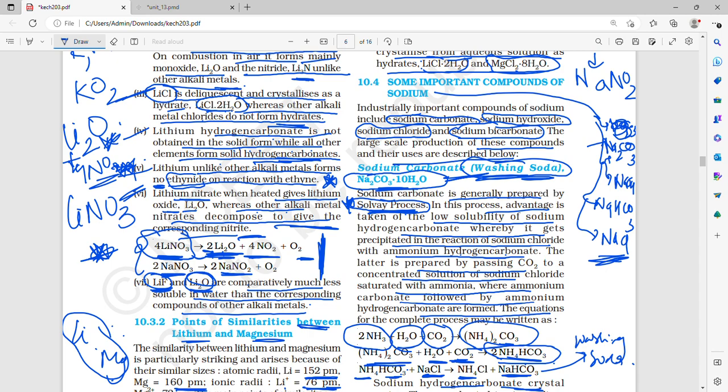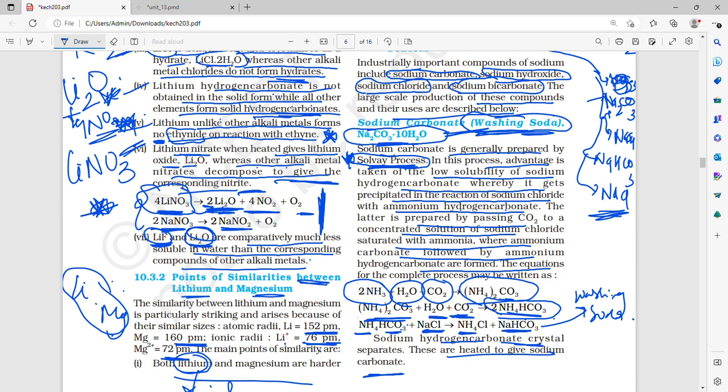Some important compounds of sodium, that is, industrially important compounds of sodium, are sodium carbonate, Na2CO3.10H2O, which when hydrated forms washing soda. Then sodium hydroxide, NaOH, or caustic soda. Then sodium chloride, also called common salt or table salt, NaCl. And lastly sodium bicarbonate, NaHCO3, baking powder or baking soda. The large scale production of these compounds and their uses are described below.